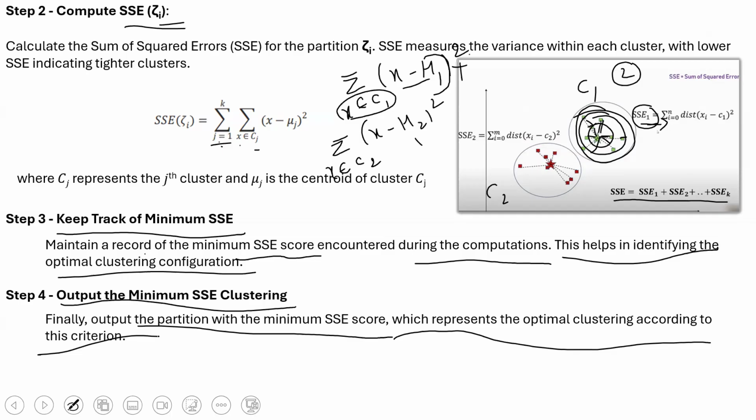You create all possible enumerations with the given data points, and then once the enumerations are created, you calculate the sum of squared distances. You keep track of the minimum sum of squared distance, and at the end, when you have iterated through all the enumerations that were created in step 1, output the cluster with the minimum sum of squared errors. Okay, so that is what the naive clustering algorithm is. Understood? All right.